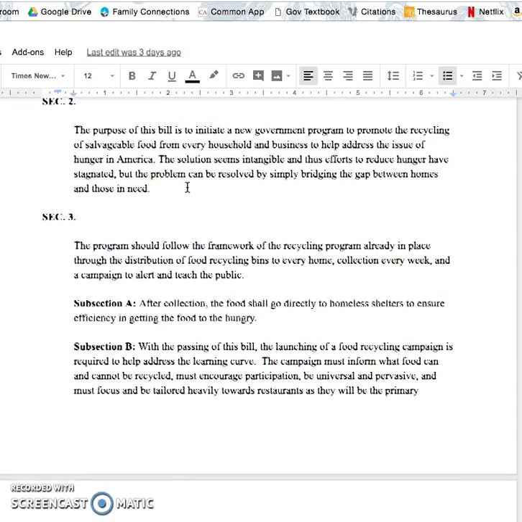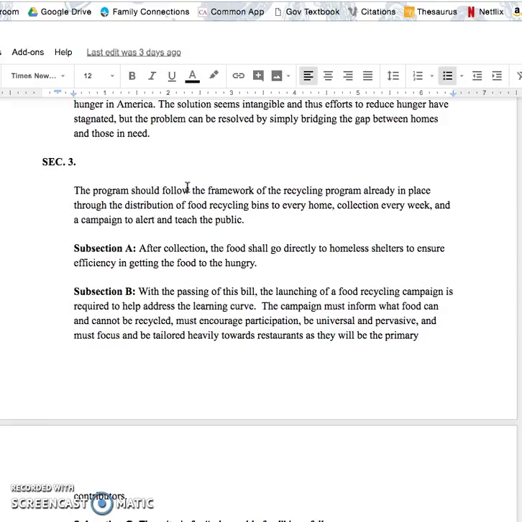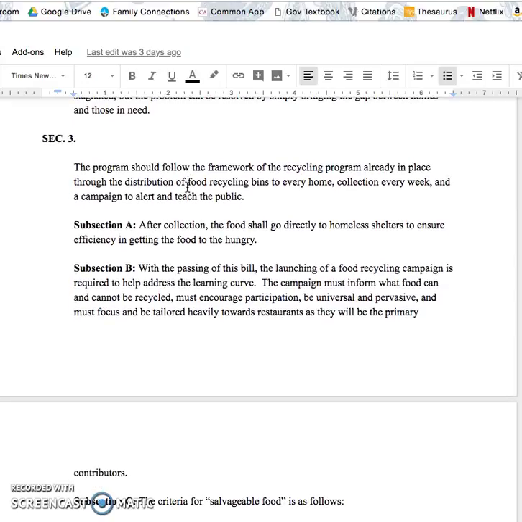Section 3 is then essentially the main part of the bill, which talks about what the bill is and what it intends to do. In my case, it was about launching a program that follows the framework of the recycling program already in place through the distribution of food recycling bins to every home, collection every week, and a campaign to alert and teach the public.